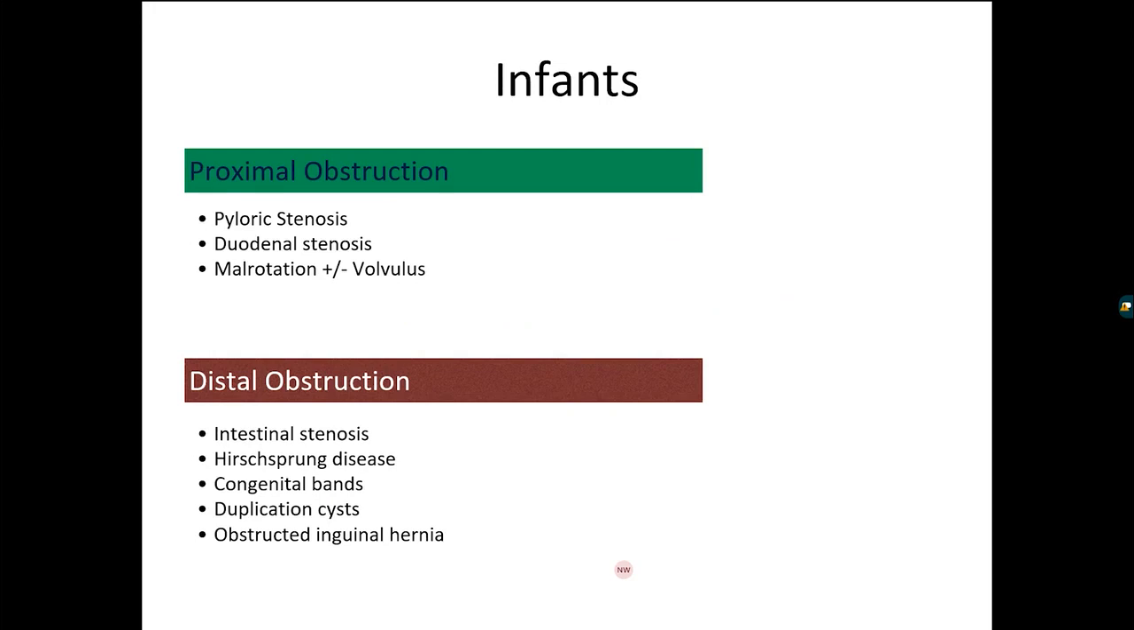Instead, you can have a situation where a segment of the intestine is not completely atretic but narrow, or stenosis. Example, duodenal stenosis or ileal or colonic stenosis. They can present quite late in infancy with features of intestinal obstruction. So apart from the causes that we discussed in the neonatal group, things like meconium disease is uncommon in infants. Instead, you can have causes like congenital bands, duplication cysts, obstructed hernias presenting in the infant group.